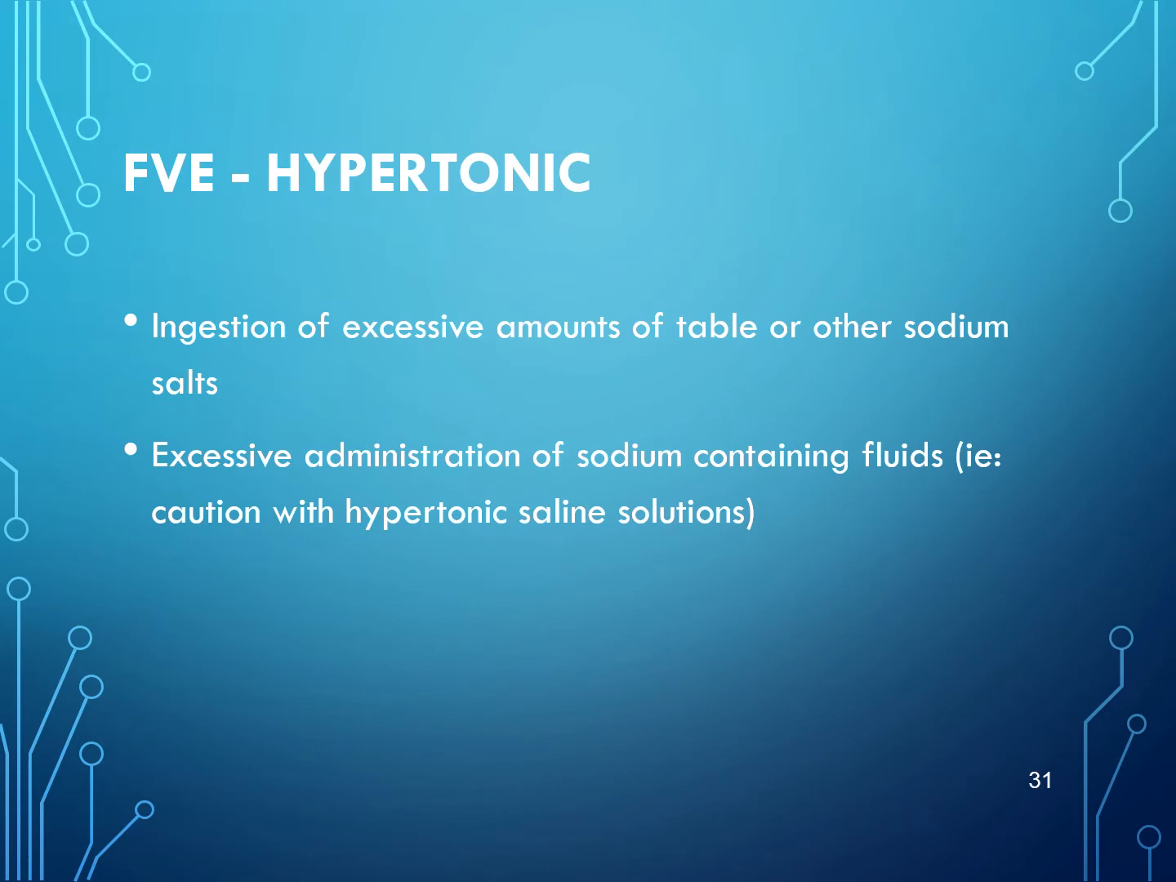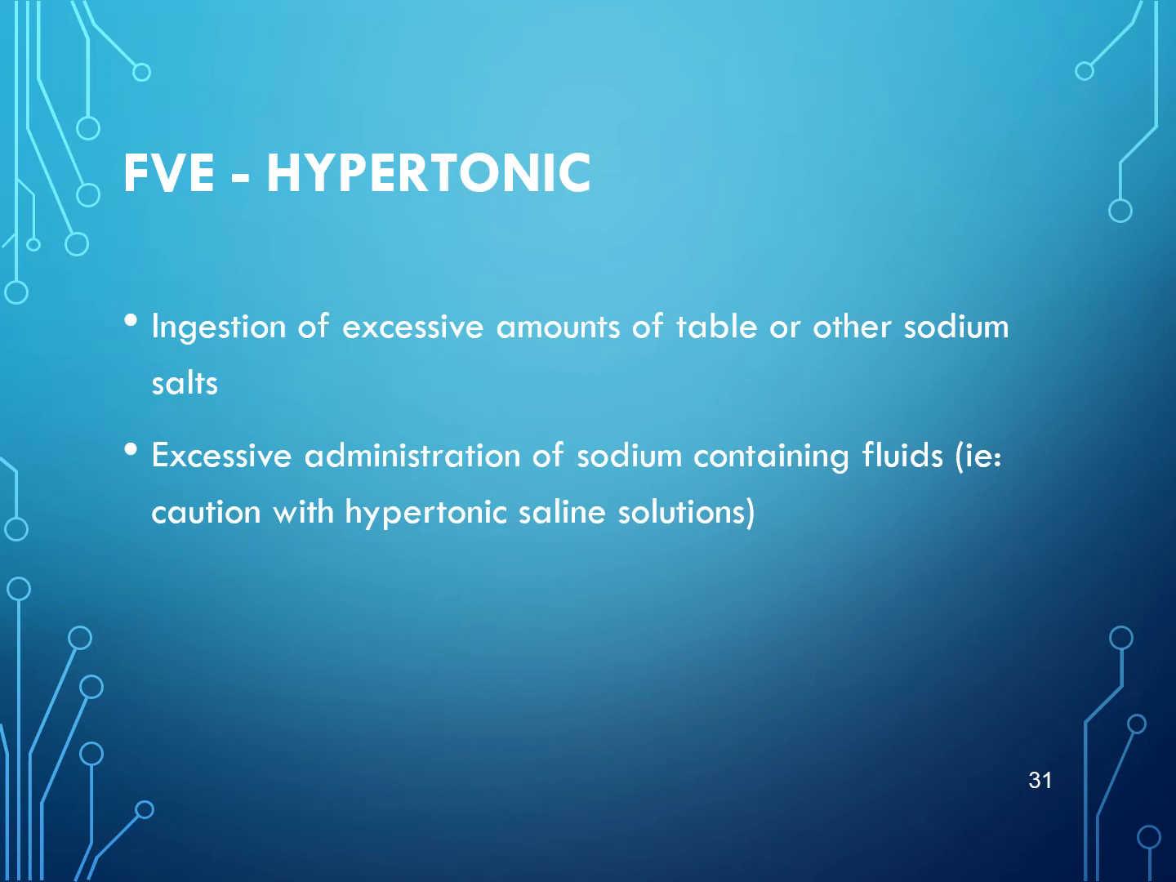Now we have fluid volume excess due to hypertonic situations. So this is going to be ingestion of excessive amounts of table or other sodium salts. Large quantities of salts will also cause water conservation in an attempt to restore equilibrium. So it's fluid volume excess. We ate too much salt. Our body is trying to conserve water to help dilute that, so it's hypertonic and fluid volume excess.